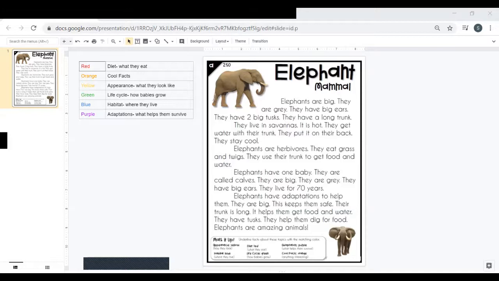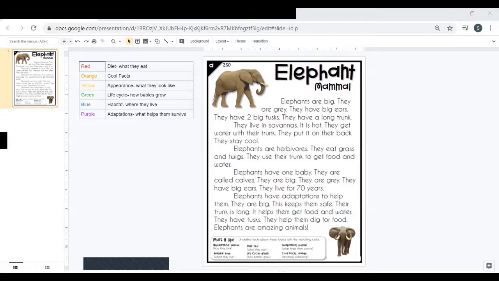Elephants have one baby. They are called calves. They are big. They are gray. They have big ears. They live for 70 years. Elephants have adaptations to help them. They are big. This keeps them safe. Their trunk is long. It helps them get food and water. They have tusks. They help them dig for food. Elephants are amazing.